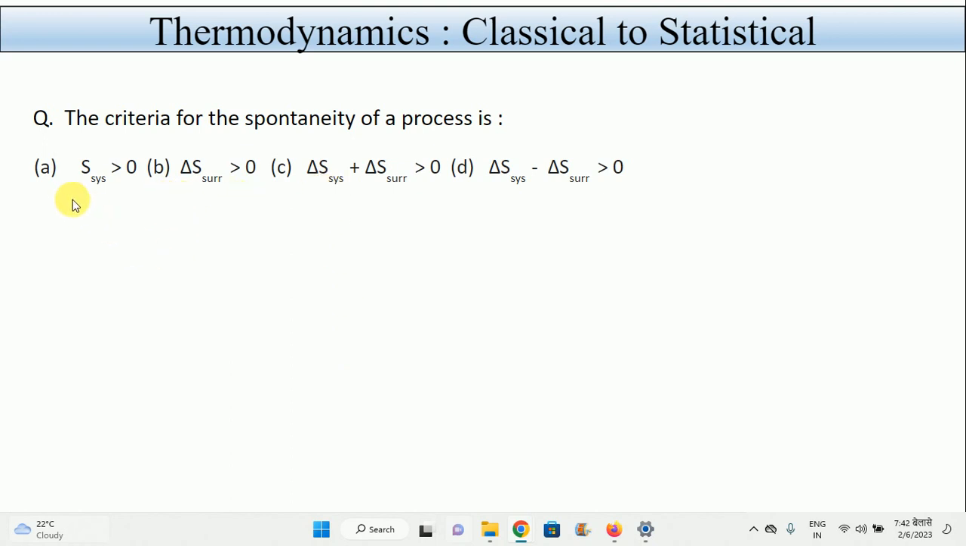So the correct option among these is delta S system plus delta S surrounding greater than 0, because this total is the entropy of the universe. So option C is correct, since the change in entropy of the universe is greater than 0. This is also the second law of thermodynamics. So very simple question.